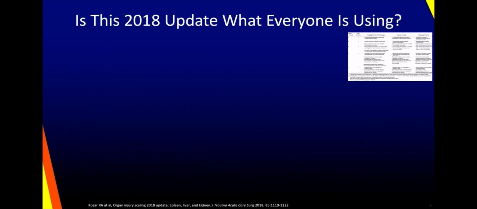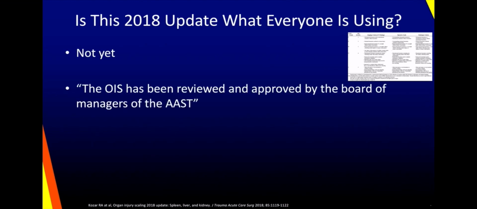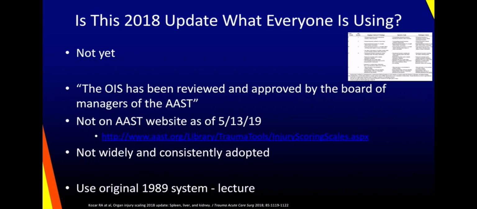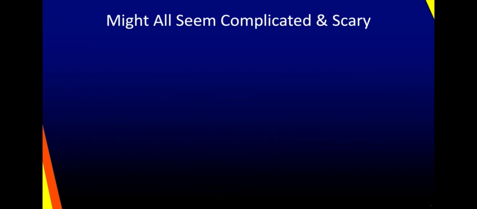Now, is this 2018 update what everyone is using? And the answer is not yet. While the paper states that the OIS has been reviewed and approved by the board of managers of the AAST, it's not on the AAST website as of May 2019, and it's not been widely and consistently adopted. So we'll continue to use the original 1989 system for this lecture.